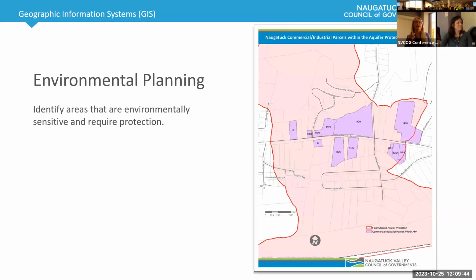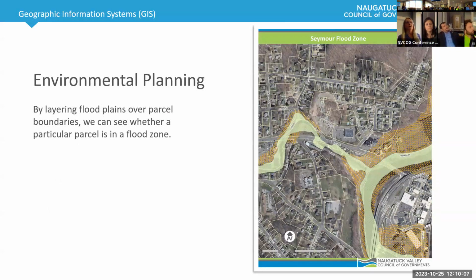Environmental planning, by overlaying here, we have the aquifer protection area that we have digitally, and the parcels that are commercial or industrial, so that they can see which parcels are within that area, so then they know to monitor those areas because they are in a sensitive area. Parcels and the flood zone, by overlaying those two spatial data sets, you can see exactly which parcels are within the flood zone.